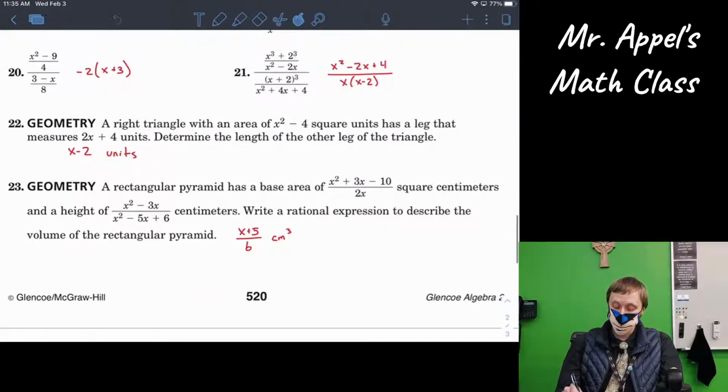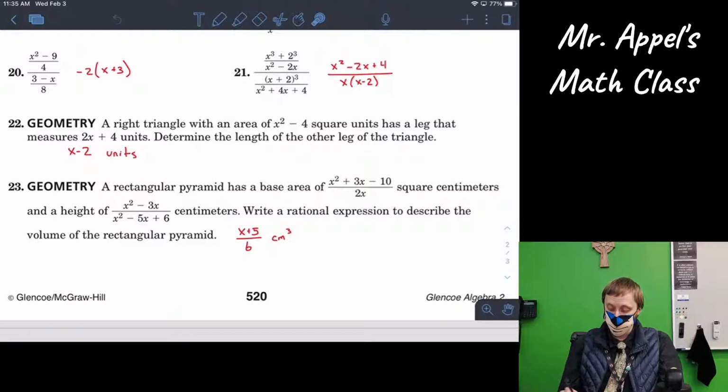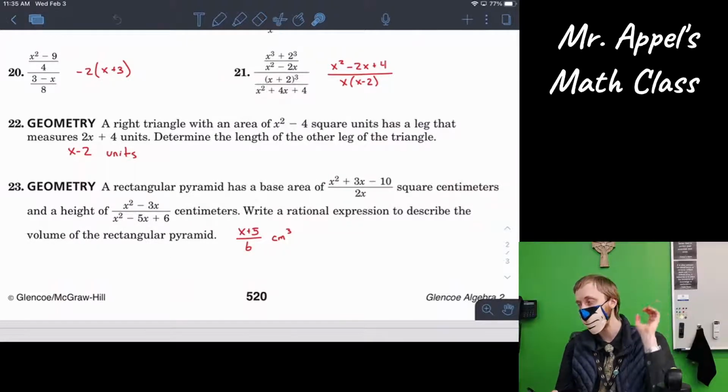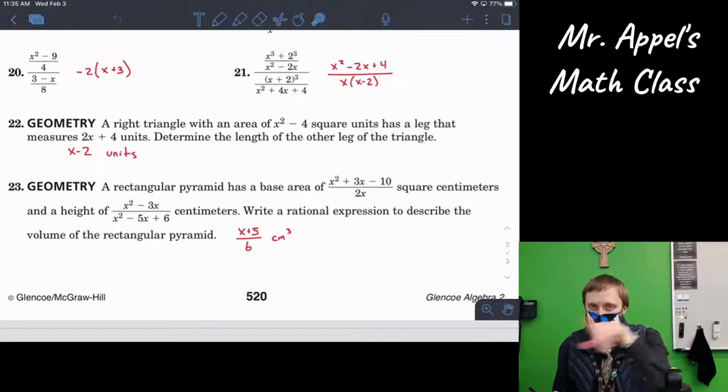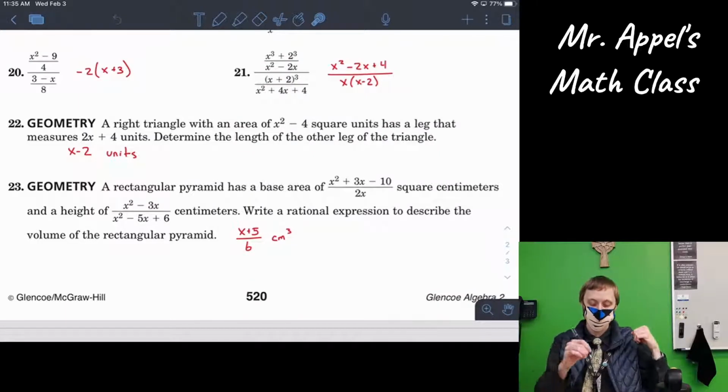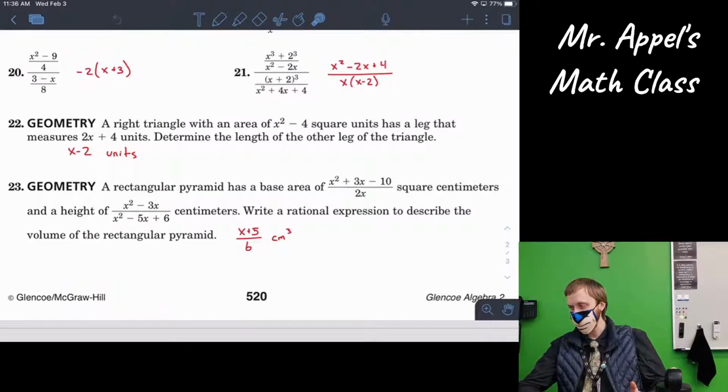Then similarly with the pyramid, we have the area of its base, we have its height. So what would be the volume of a pyramid? Remember, a pyramid is 1/3 area of the base times the height. Okay? So you have to take this times that times 1/3, and that will all simplify to x plus 5/6. Okay, no questions from there?